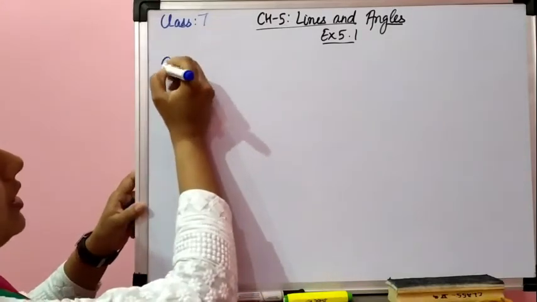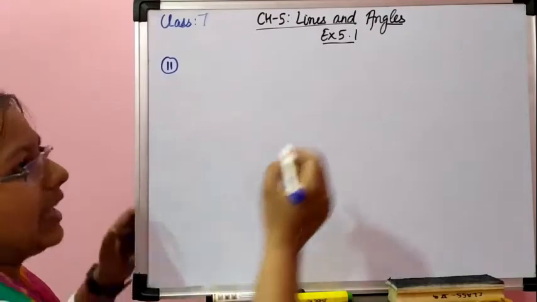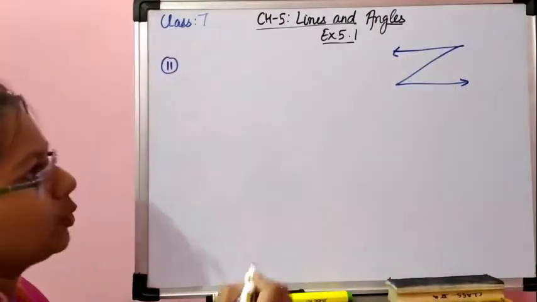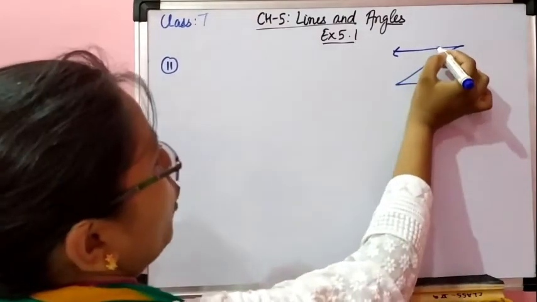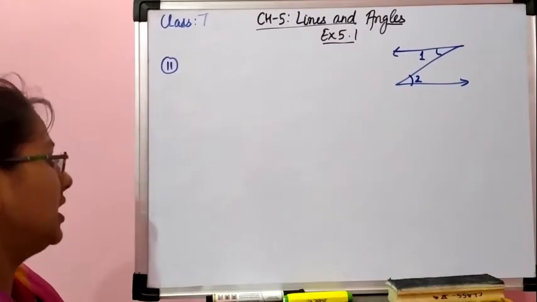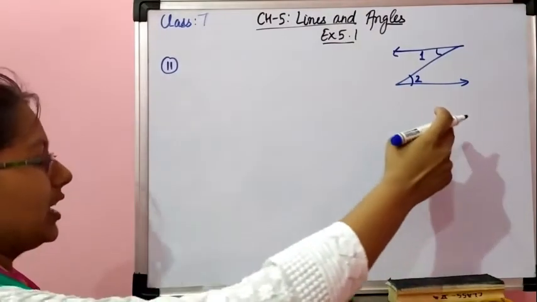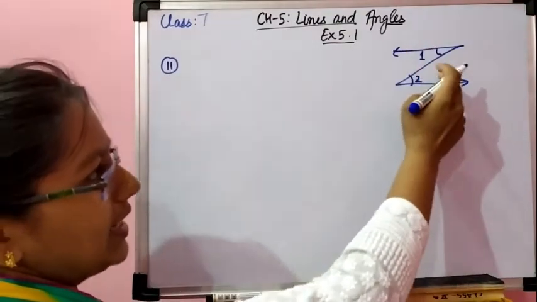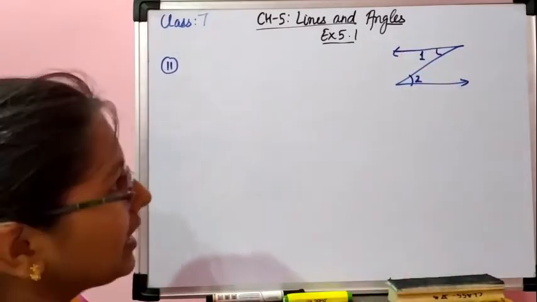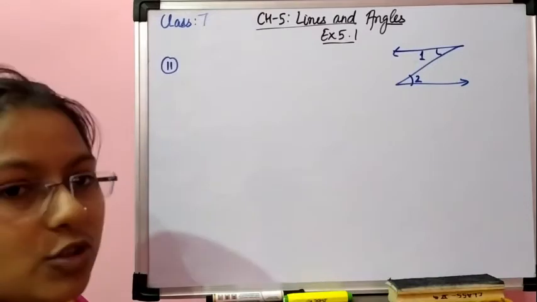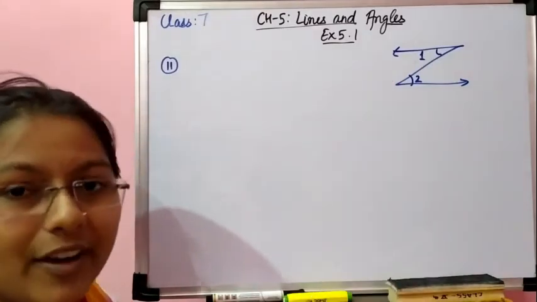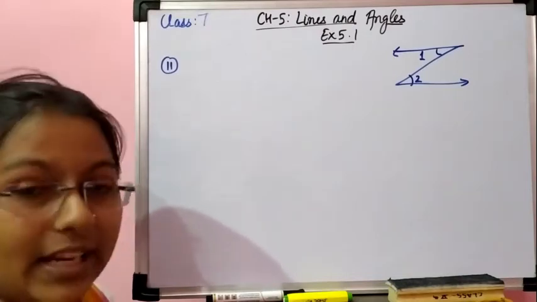In question number 11, we have been given one diagram like Z. This diagram is given to us, and here it is written angle 1 and here it is written angle 2. And the question is, in the following figure, is angle 1 adjacent to angle 2? Are angle 1 and angle 2 adjacent angles? Okay, fine. So first of all, for giving its answer, we should revise what are adjacent angles.